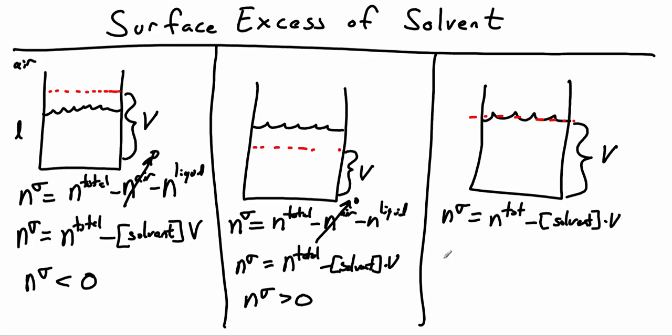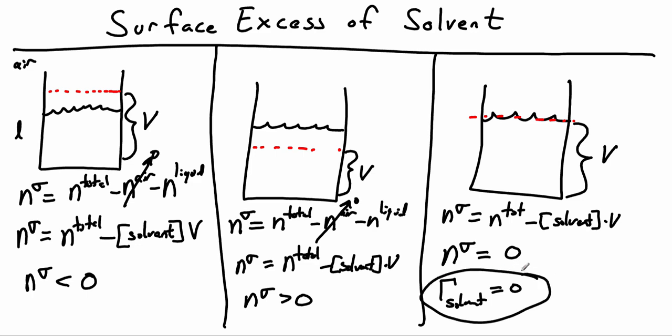So that means if we multiply the volume times the concentration, we get the actual amount. And so these are equal. So in this case, N sigma is equal to 0. And of course, the surface excess of solvent is also going to equal 0. And this is the most common convention to do in surface science, is to say I'm going to place the Gibbs dividing surface such that the surface excess of solvent is equal to 0. And you can see that's the convention that kind of makes sense. So we're going to be doing this for the rest of the course.